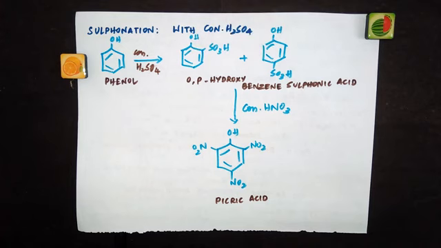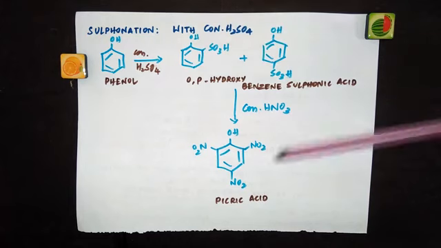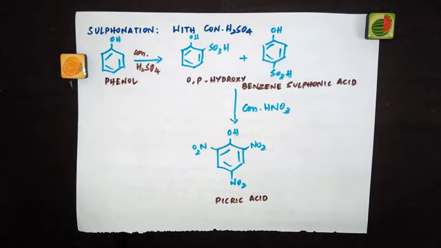See, here you will have both the ortho and para positions substituted in the same compound. So you can have SO3H here and SO3H here and take it as a single compound. Now treating that compound with conc. HNO3, you get picric acid. So this is how we convert phenol into picric acid, through treating it with concentrated sulfuric acid.